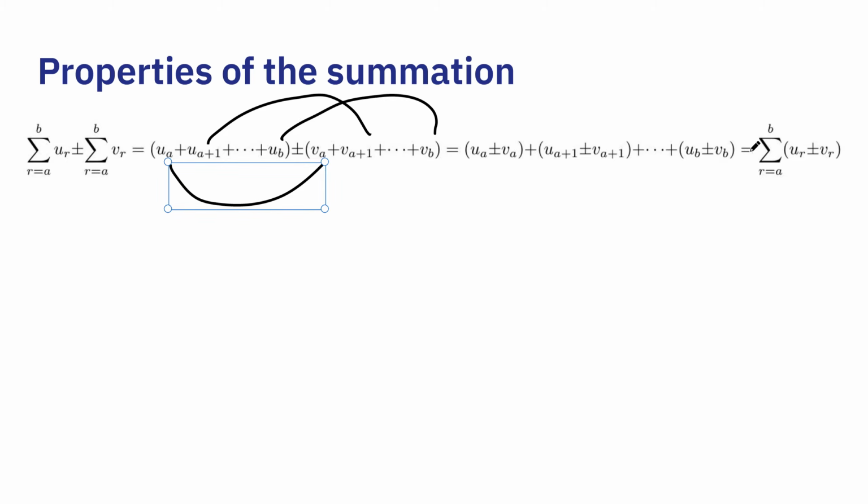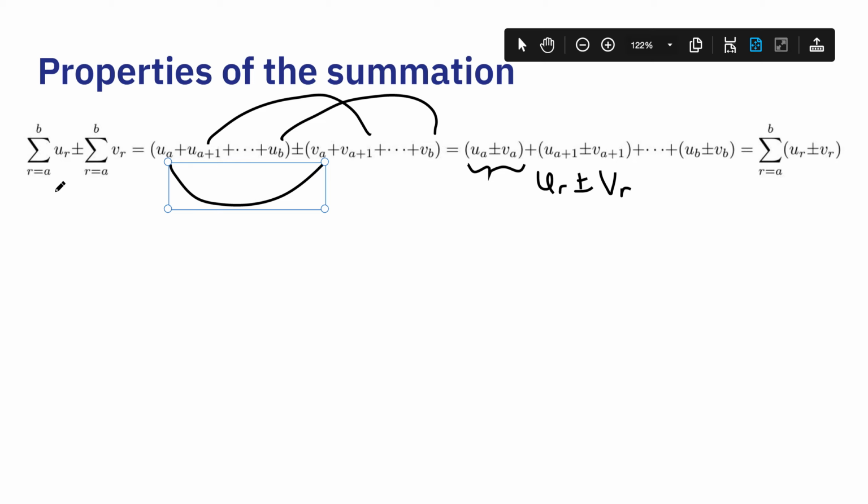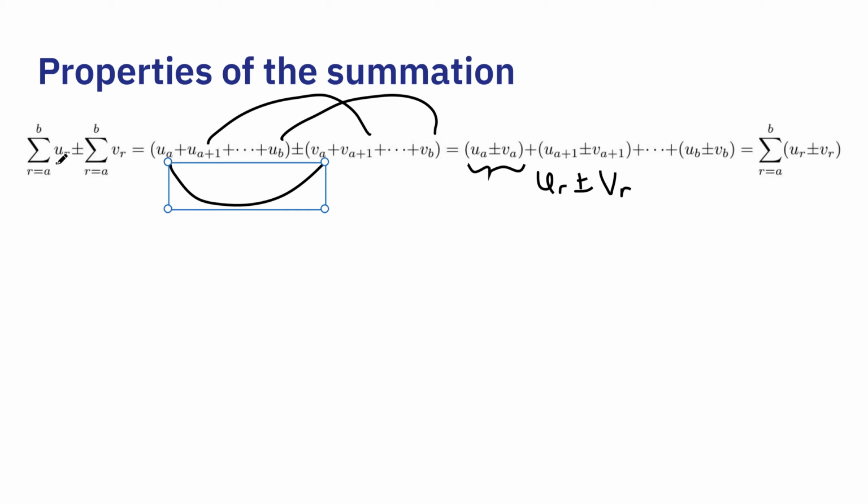So you realize we can actually write this as another summation of this bracket, ur plus or minus vr, because this can be minus also. Okay, so ur plus vr, we can actually write it as a summation of this from r equals a to b. So if our starting and end points are the same, we can combine the two summations. So if we're summing this sequence and we're summing this sequence, we can actually add them together and sum over the whole thing.